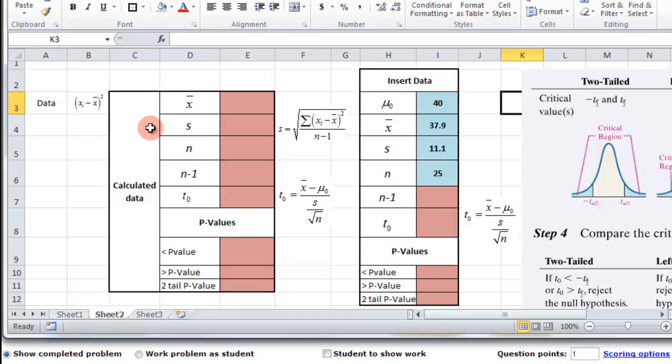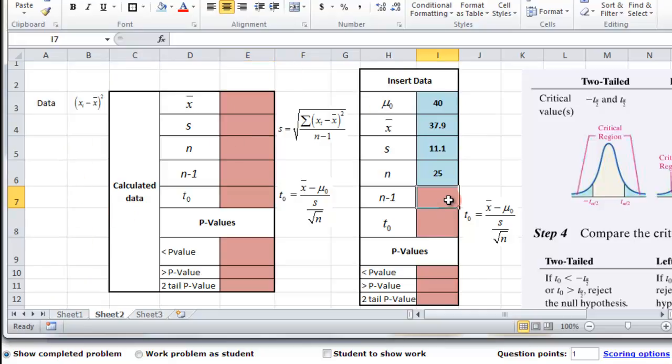Over here, I have it set up in case I have some data to paste in. Then I'm going to calculate the mean, calculate the standard deviation, count them up, get the n minus 1, and then do the t-statistic over here, and then the p-values. So this one will only be used for complete calculations on this data. It will use the same mu naught, though, over here.